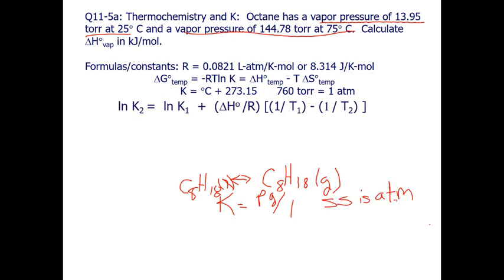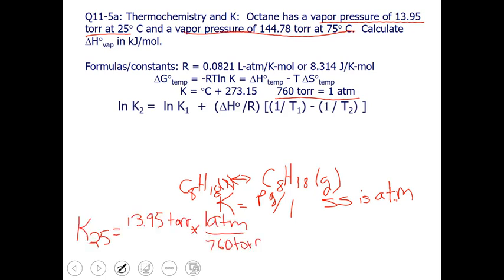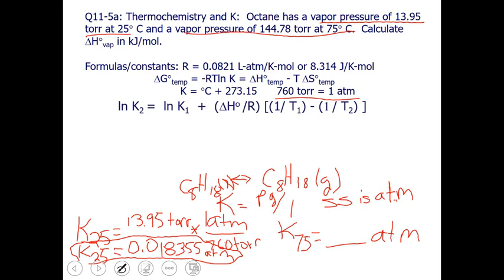Now we still need to do a little bit of work because when you're working with equilibrium constants, standard state is units of atmospheres. We are given our vapor pressure in torr. So we're going to need to use that factor to correct for this. So for my equilibrium constant at 25 degrees Celsius, I'm going to take 13.95 torr and divide it by 760. So my equilibrium constant at 25 Celsius is 0.018355 atmospheres. Your first job in solving this problem is to get the equilibrium constant at 75 degrees Celsius.